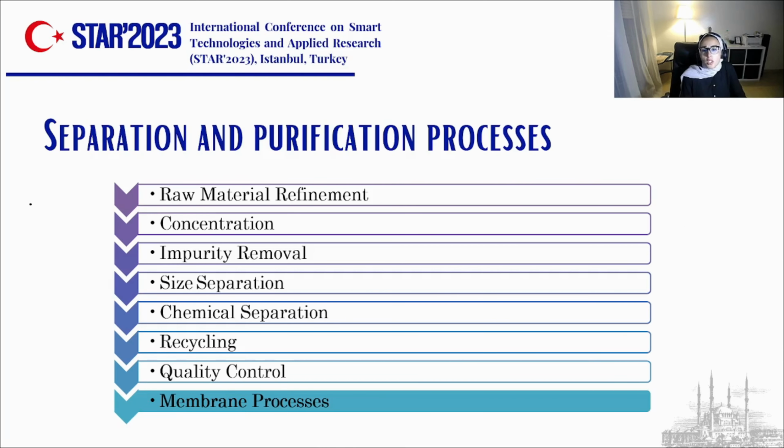The separation and purification processes are integral components of material processing, and they include raw material refinement, concentration, impurity removal, size separation, chemical separation, recycling, quality control, and finally membrane processes. This is going to be our subject today, since we are going to talk about ion exchange membranes.